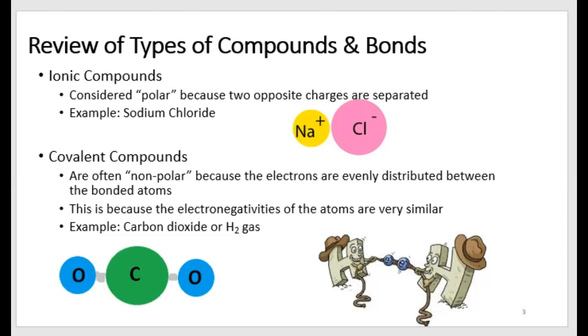And electronegativity is the tendency to attract electrons. I'll review that term again, electronegativity. But an example of a nonpolar covalent bond and compound that we looked at before was carbon dioxide. The bond between the carbon atom and the oxygen atom is considered covalent and nonpolar because both atoms equally attract the electron pair.